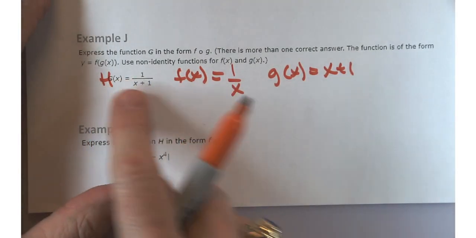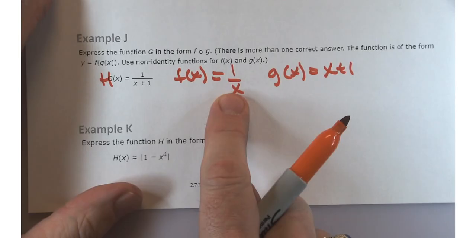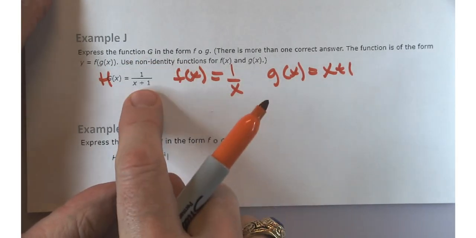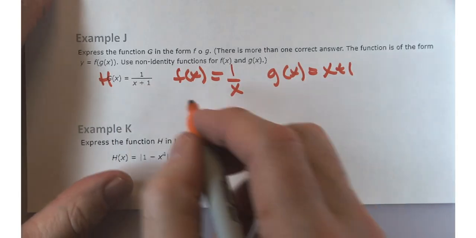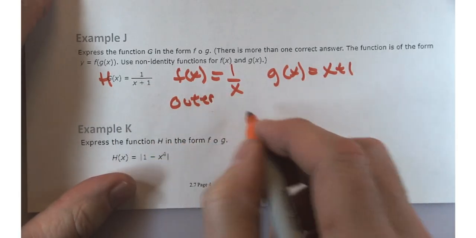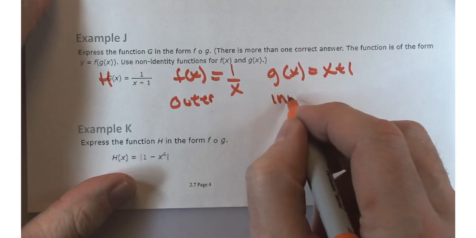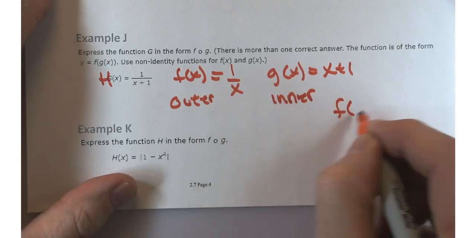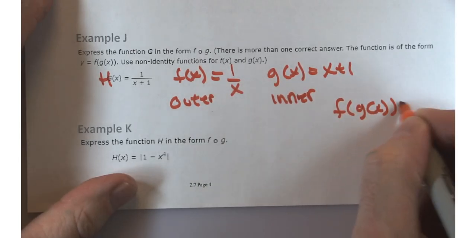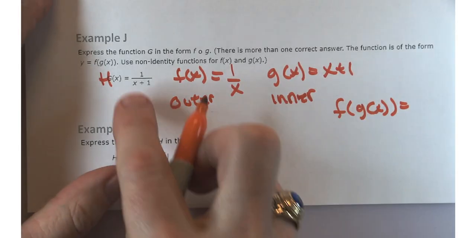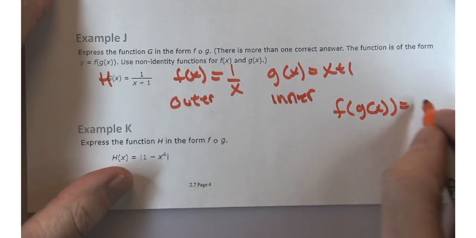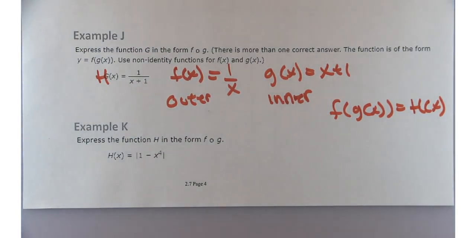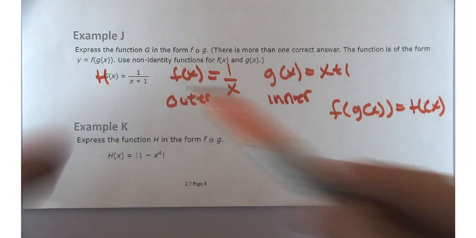So you're going to have what I call the outer function and the inner function. The outer function is kind of the big picture. I'm seeing that you're taking the reciprocal of something, so that's going to be the outer function. And this is going to be the inner function. And if I put those two together, if I do f of g of x, that's going to give me this function. It's going to give me my h of x. So that's a function composition. It's looking at this and realizing that it's really 2 functions put together.